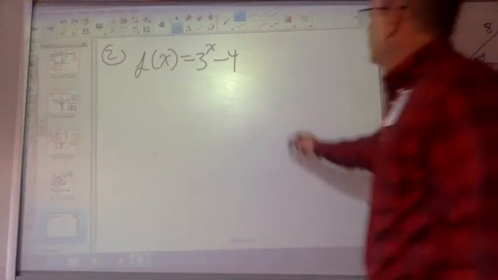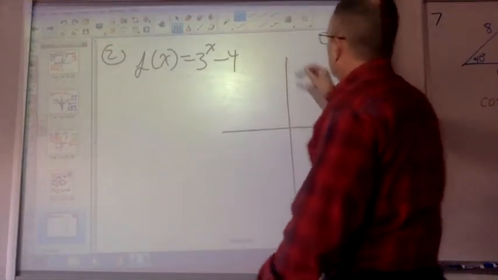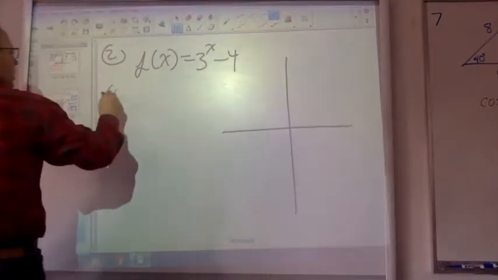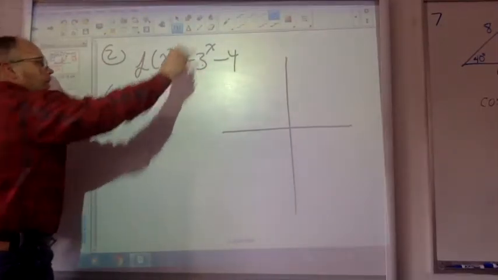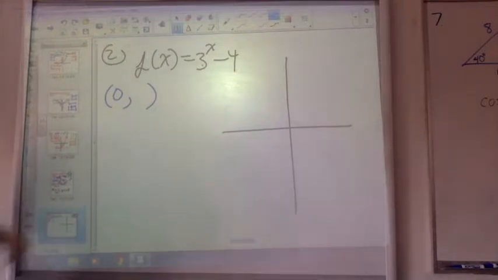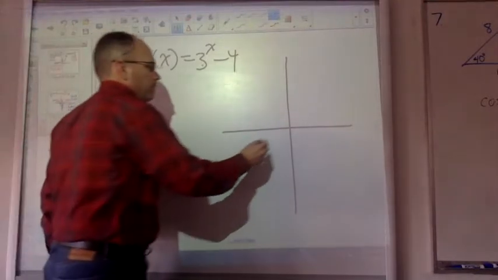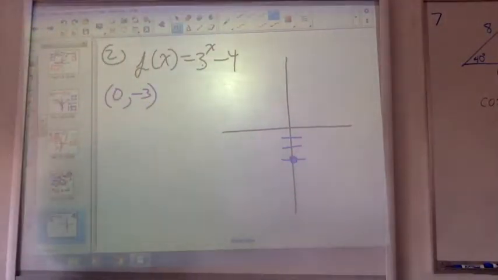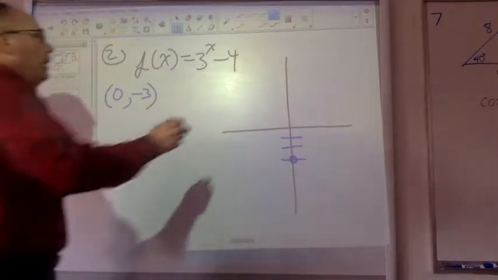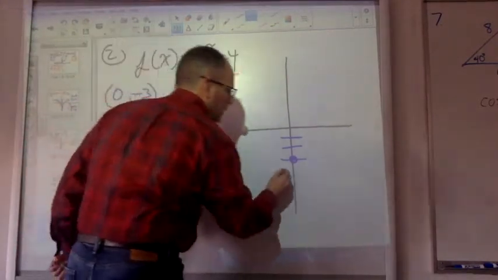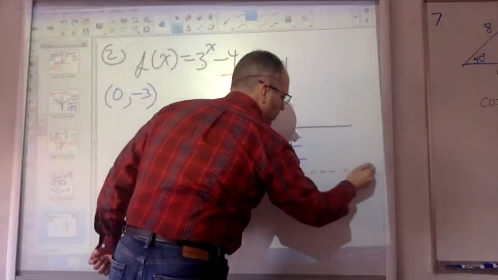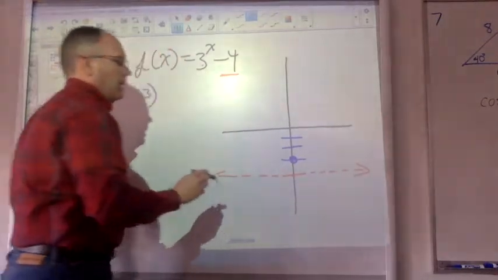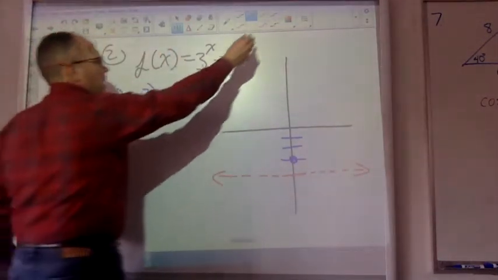We need to graph it. So I'm going to go 0, comma, blank. So 3 to the 0 is 1, 1 minus 4 is negative 3. Do I have a horizontal asymptote that's different than y equals 0? Yeah, what is it? Y equals negative 4, right? This right here. And then let's plug in 1.